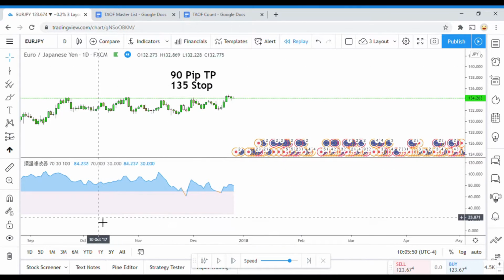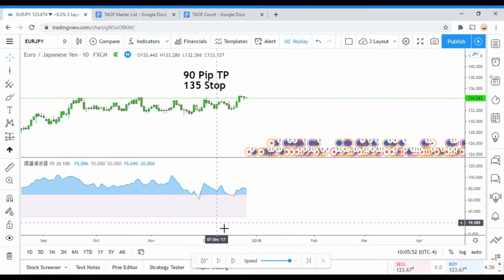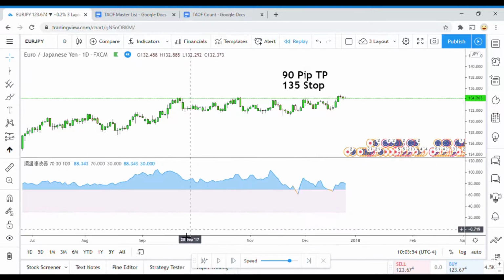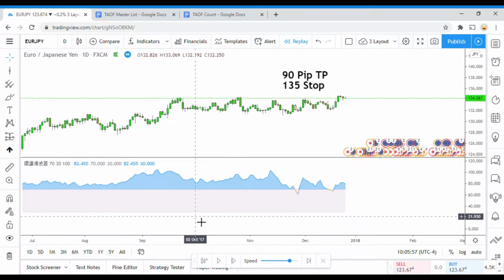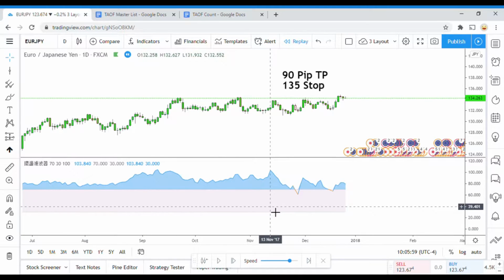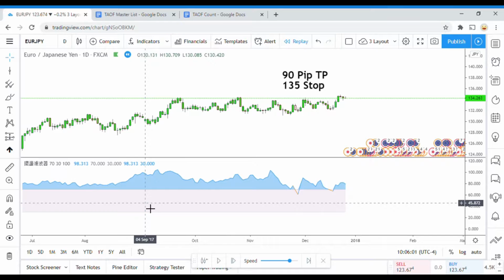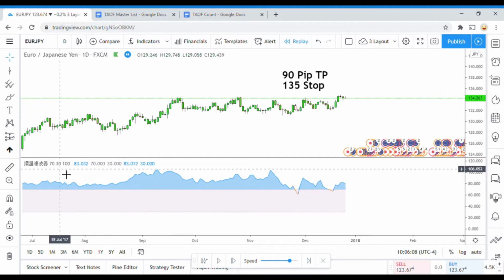Alright, as I said, today's indicator is the swing filter indicator. This is an indicator that is created by a member of TradingView, and so there will be a link to this indicator down in the description below.